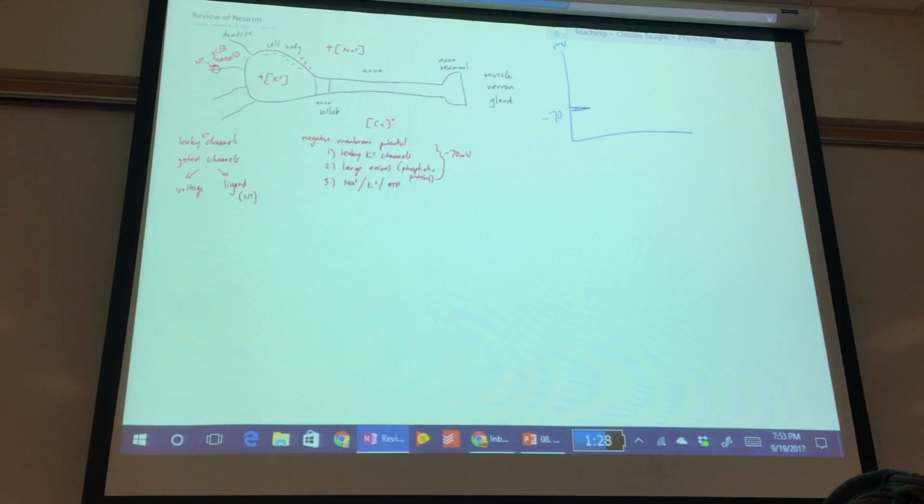We know this is rest, right? So these are probes. Our probes are sitting one in here, one on the outside there, and we know that the inside is negative 70 millivolts. That's it at rest with all these three contributing factors.